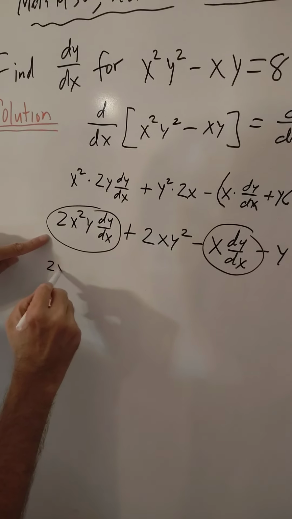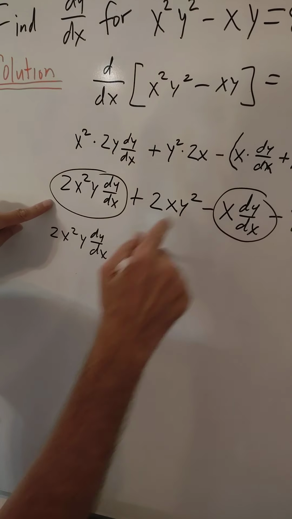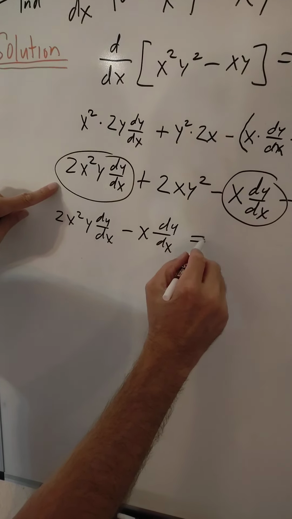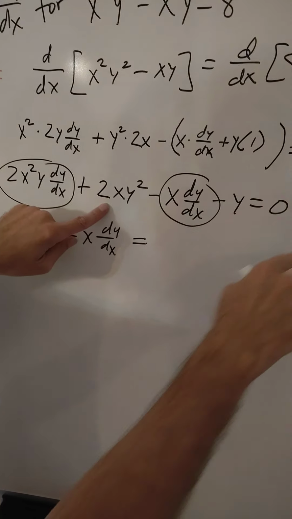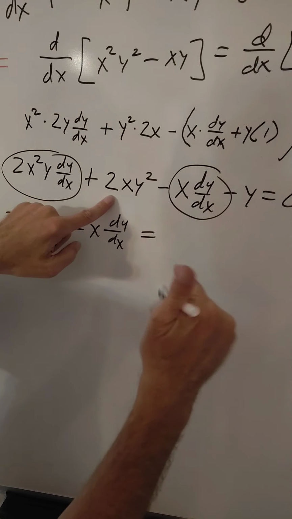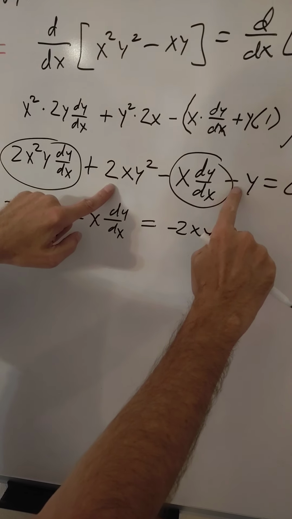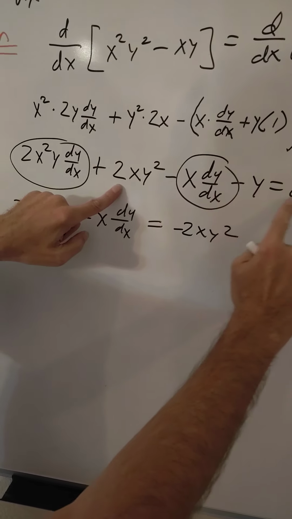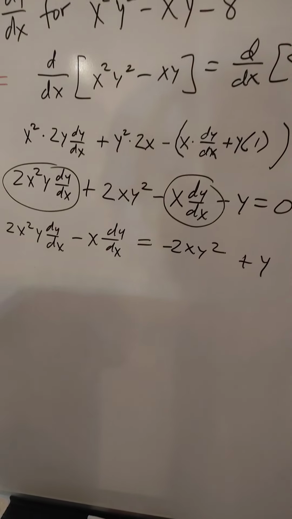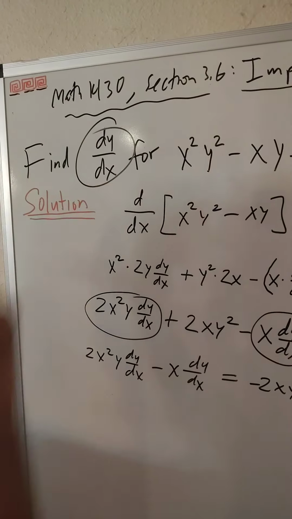So write them on one side, 2x squared y dy/dx minus x dy/dx, and that's going to equal, and then you bring these two terms to the other side of the equal sign. So when you subtract 2xy squared from each side, you're going to get a negative 2xy squared, and this is a minus y here, so when I go plus y to each side, I'm going to write plus y. And now, remember, I want to find dy/dx. I want to find that derivative.